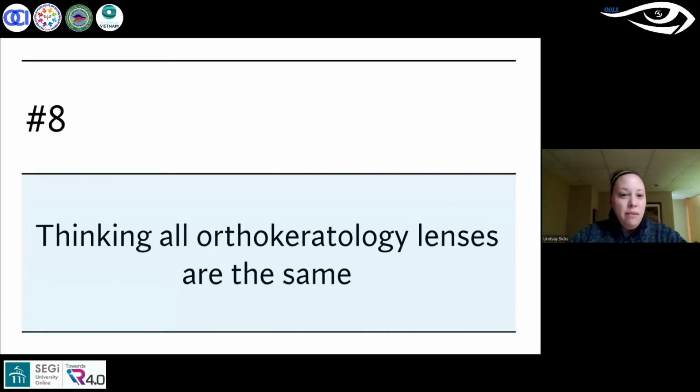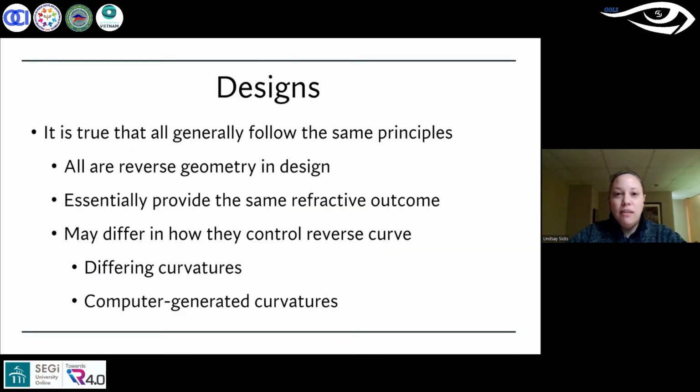So mistake number 8 would be thinking all orthokeratology lenses are the same. There are multiple different designs. And we were chatting before we started the talk about the proliferation of those designs in other parts of the world. And so while it is true that all orthokeratology lenses follow the same basic design principles that we started out talking about, they're all reverse geometry.